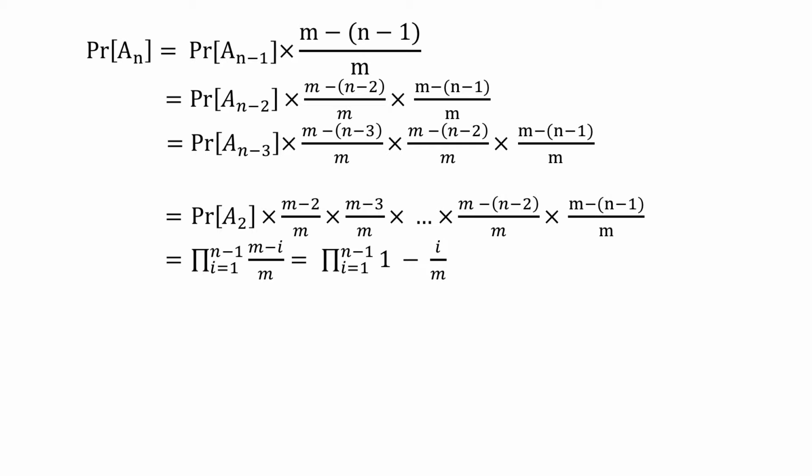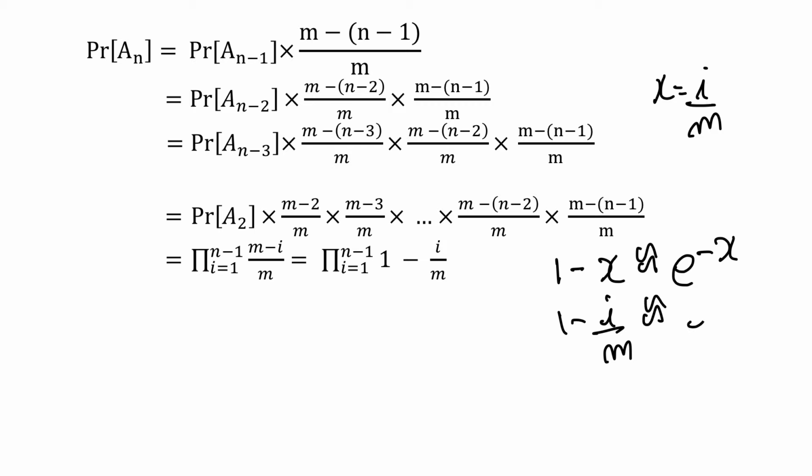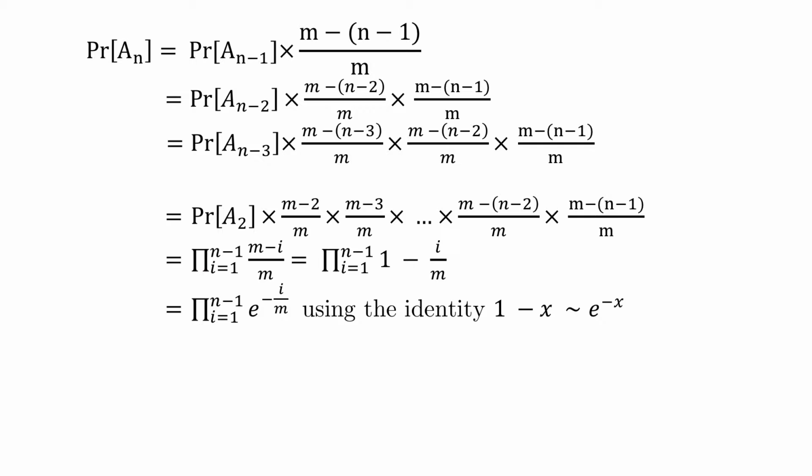Now we're going to use an identity which we will see over and over again, and that identity is 1 minus x is approximately e to the negative x. I see this identity being used a lot when it comes to analysis of this sort. And in this case, suppose x equals i divided by m. 1 minus i divided by m is approximately e to the negative i divided by m. And we're going to plug it in using the same identity. Using this identity, we would get this expression right here.